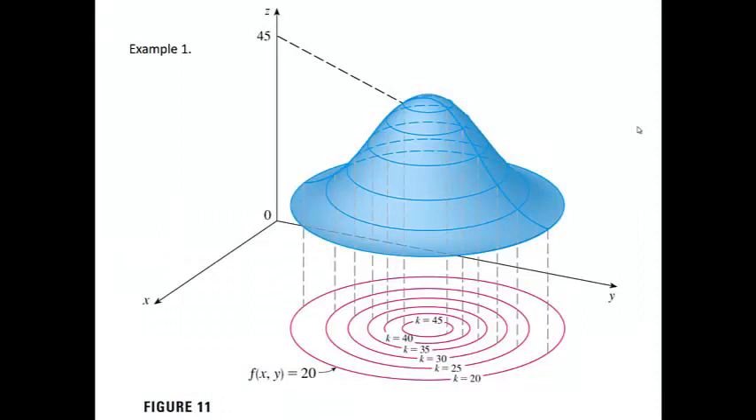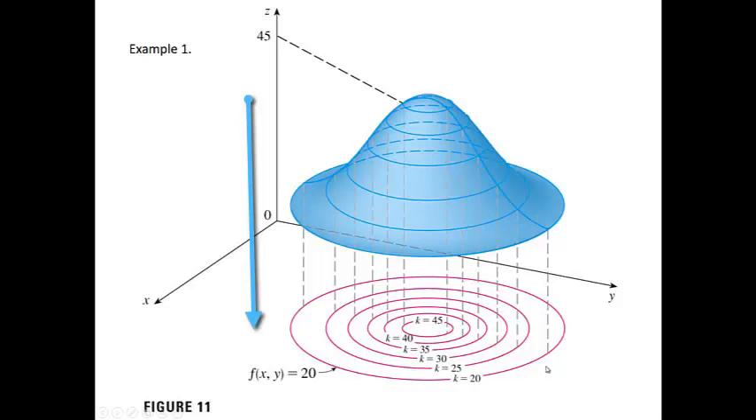Okay, here's another example. We have a surface that's kind of like an elliptic paraboloid, and so you can see places where if a horizontal plane intersected this surface, it will do so in a circle. Then we take those circles of intersection and push them down into the xy plane, and that's where we get our level curves.